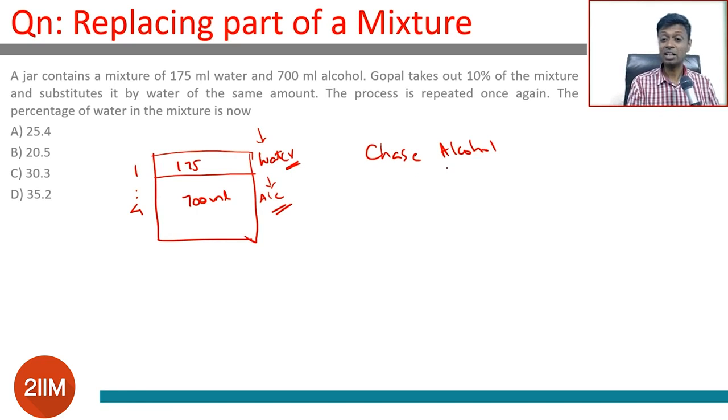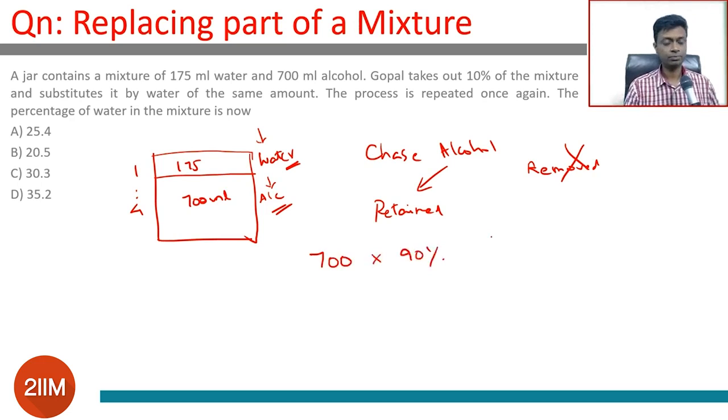Second step, think about alcohol retained, not all alcohol removed. What do I mean by that? I'm removing 10% of this mixture, so 10% of alcohol will go away. That means 90% is retained. When I do it once, the alcohol remaining will be 700 into 90%. One more time we do this, into another 90%. We'll retain 90% of whatever alcohol was there.